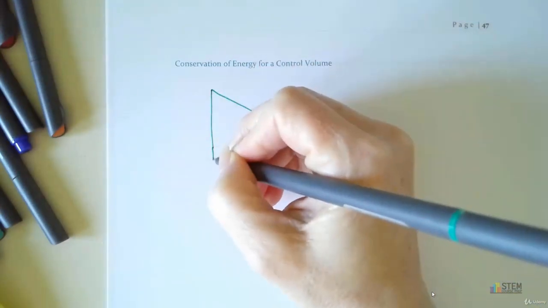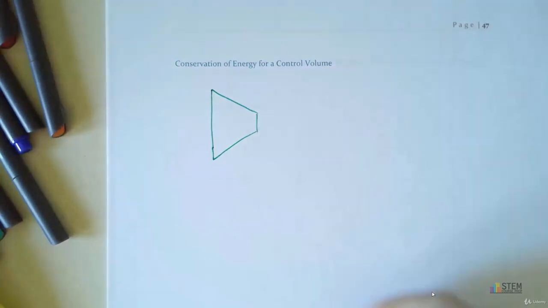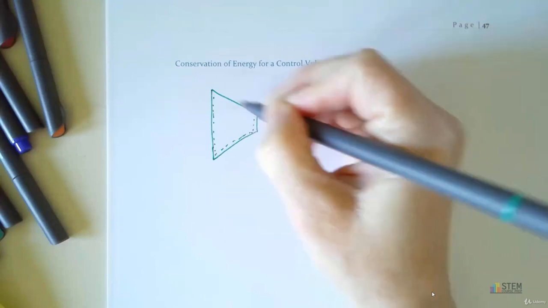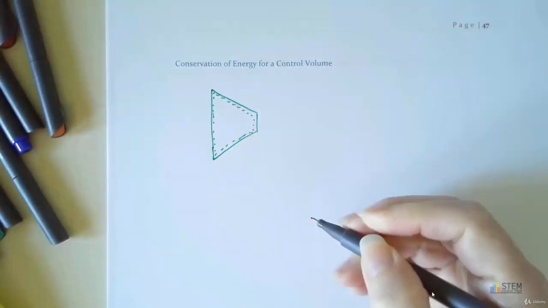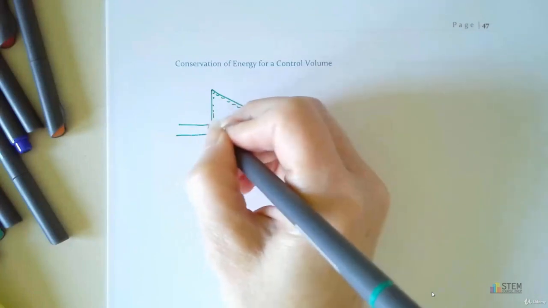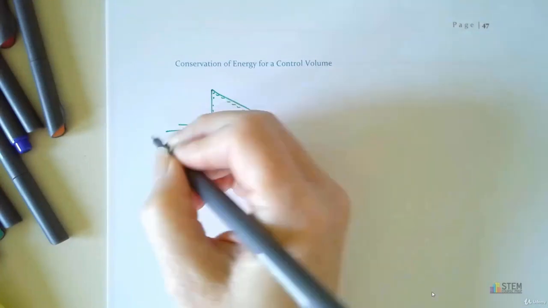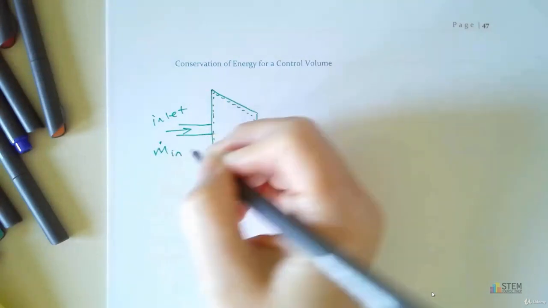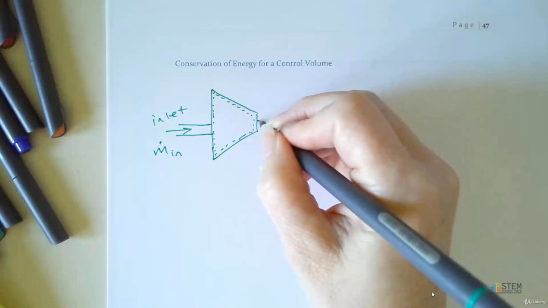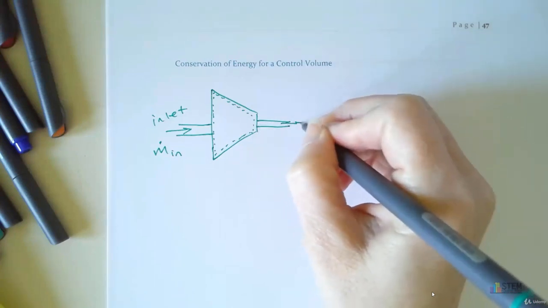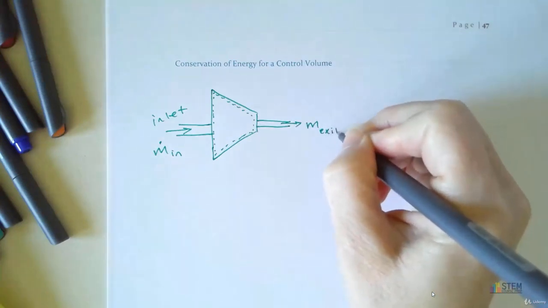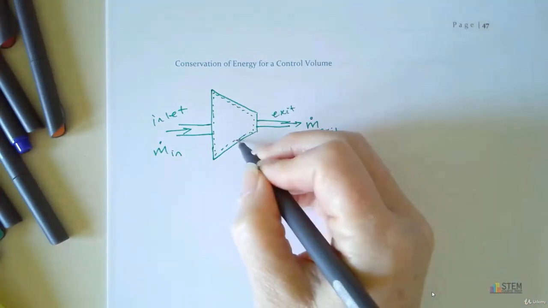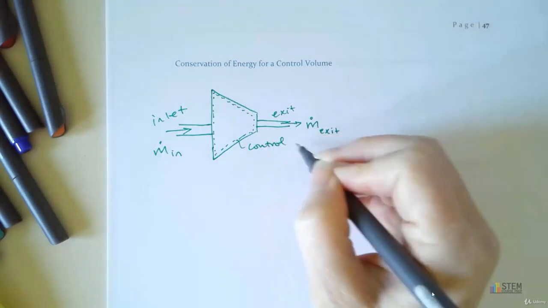So let's just say we have something that looks like this. And let's put a dashed line to indicate that this is going to be the boundary of our control volume. Looks like that. We've got an inlet here, we've got mass flowing in. Let's call that m dot in. Now we're also going to have an outlet where we have mass flowing out. So let's call this m dot exit. That'll be our exit, and that dashed line is our control volume boundary.